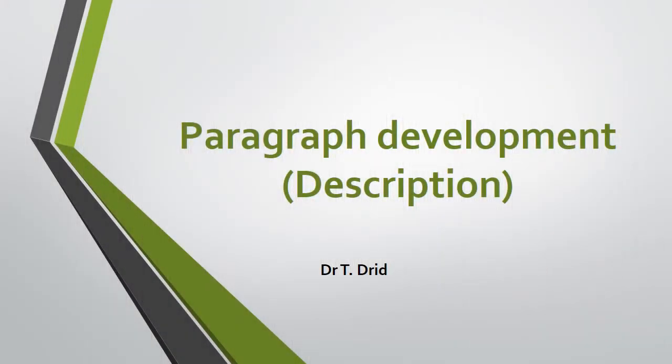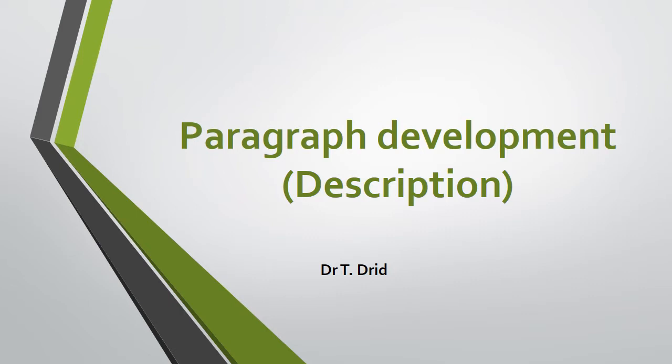Paragraph development. There are many ways in which a writer can develop his or her paragraph. These are called methods of paragraph development. The methods or the patterns of paragraph development are related to the purpose of writing. In English, there are four main purposes of writing: description, narration, exposition, and argumentation.